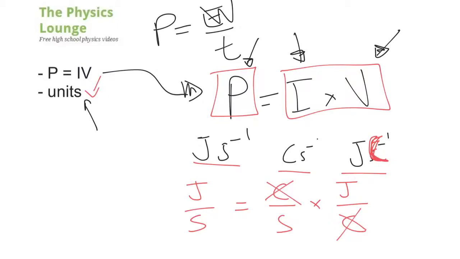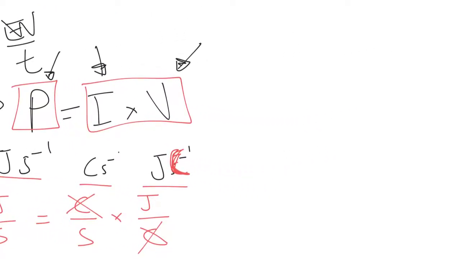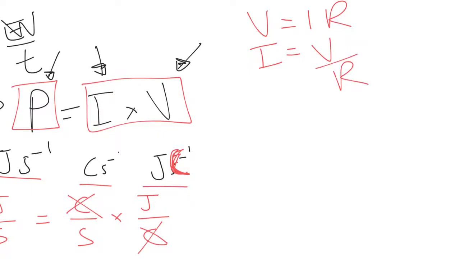The same way you can do the units proof with Newton's second law, showing that F equals ma is the same as change of momentum equaling the force times the change in time. Now I want to give you alternative equations. We know from Ohm's law that V equals I times R, or rearranged, I equals V over R.